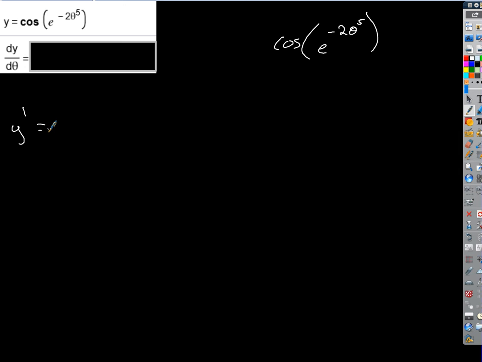First layer is going to be the derivative of cosine, which would be negative sine of whatever's inside. Okay, so we'll erase that first layer. Took care of that.